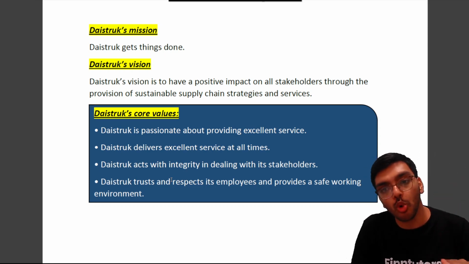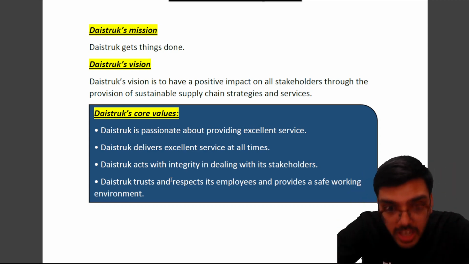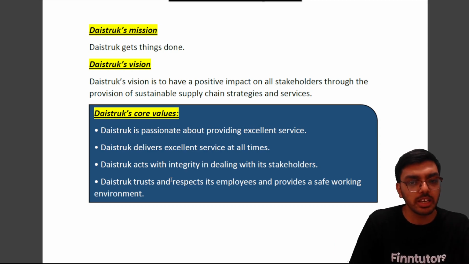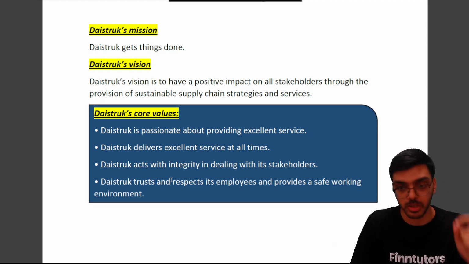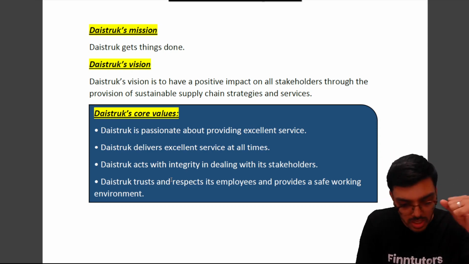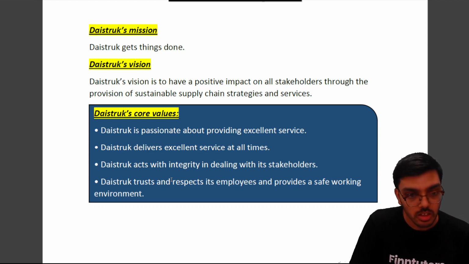So Daistruk's core values are something that we will have to keep in mind and we can use again when we go to mock question writing, saying that we want to deal with integrity with our stakeholders. We cannot do something that's against the ethics. Same way, we are looking to provide excellent service. So it's our culture to strive to provide good service to our clients.